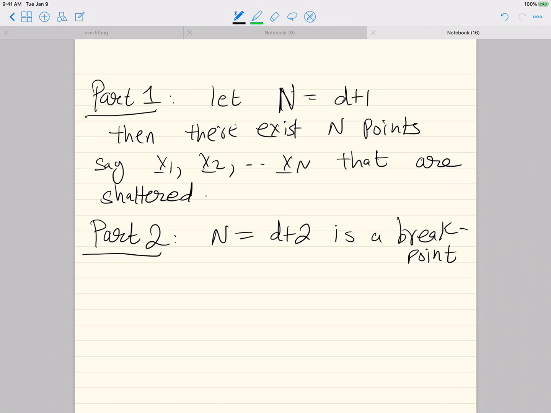Should n be d, not d plus 1? So the VC dimension is d plus 1, right? So up to d plus 1 points can be shattered, but d plus 2 or more points cannot be.